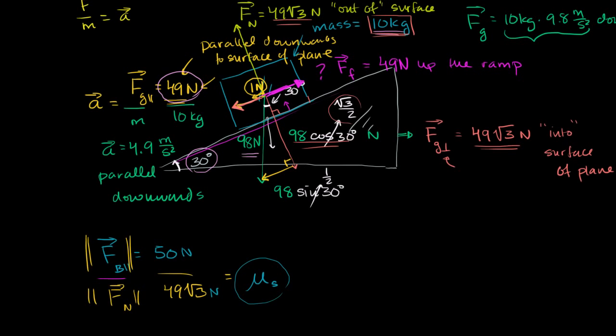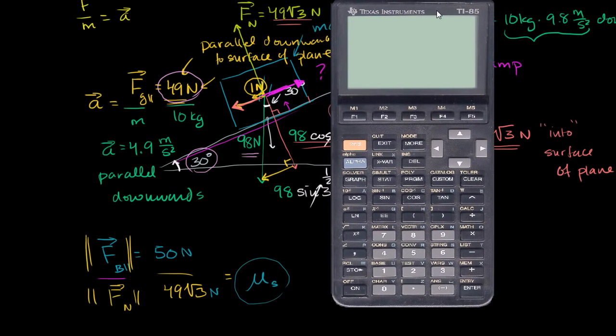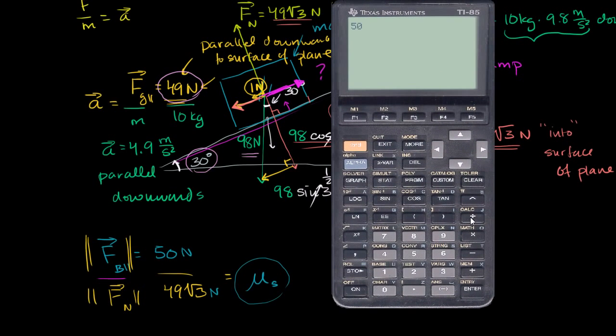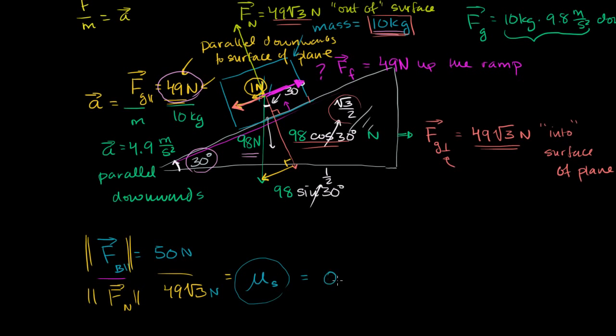So let me get my trusty calculator out. So I have 50 divided by 49 times the square root of 3 gives me 0.72. I'll just round to 2 significant digits, 0.72. And then you could use this information, right? So let me write this down. This is the coefficient, another word that I have trouble spelling. Coefficient of static friction. Static friction.